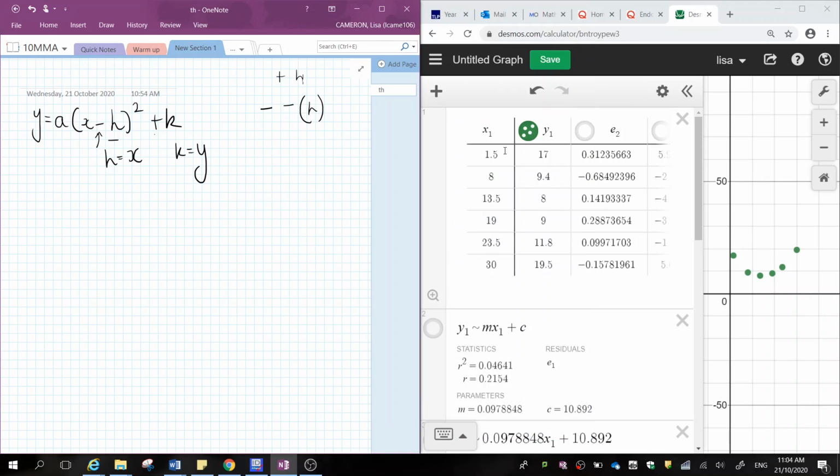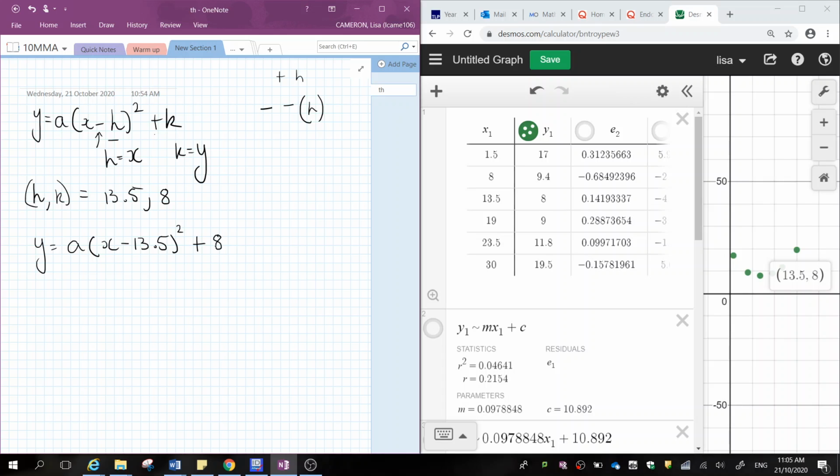Okay, so first thing I'm going to do is pick the coordinate that's closest to my turning point. So for me, my turning point is at 13.5 and 8. So (h, k) is equal to (13.5, 8). Now I'm going to substitute that back into my equation: y equals a(x minus 13.5)² plus 8.